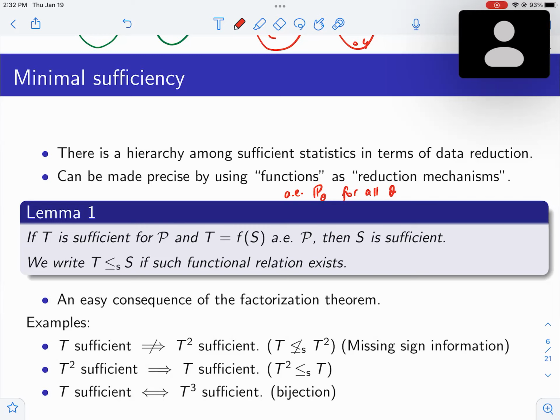So if T is less than or equal to S in this notation, T can be written as f of S also. Okay, so this is an easy consequence of the factorization theorem if you want to prove it. But if you understood what I said, it should be evident.